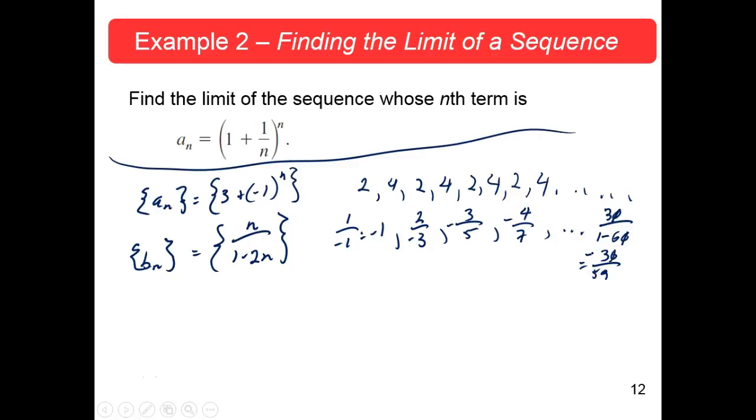Okay. So that would be getting awfully close to negative 1/2, right? And sure enough, it seems like that's where it's heading. And that's exactly where it's heading. Negative 1/2. That does have a limit. It converges.